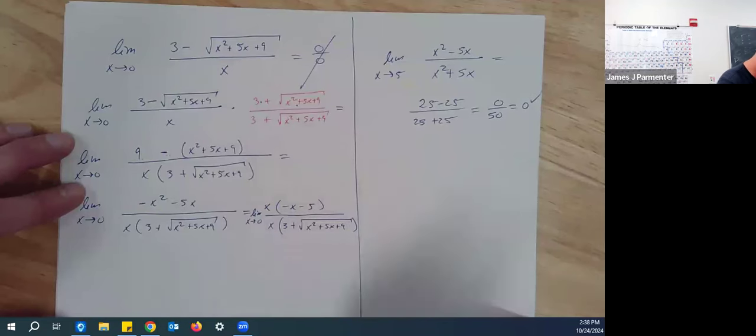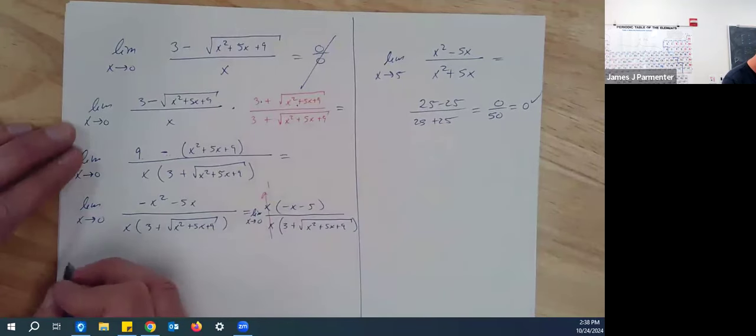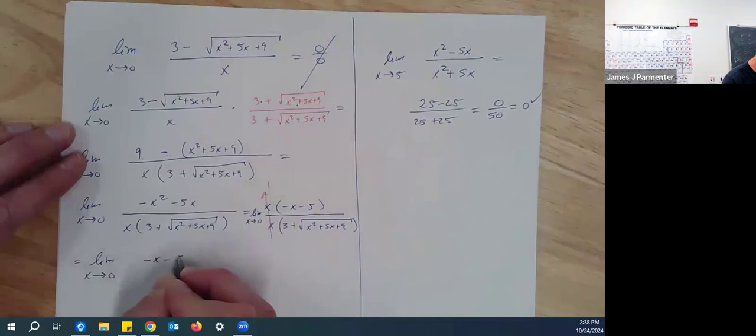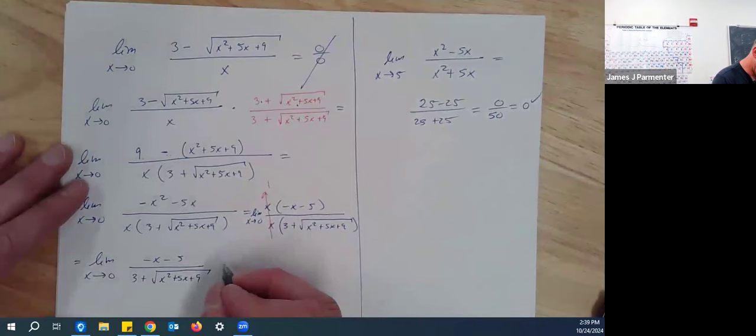Now we can cancel the x divided by x for a 1. And then we have the limit as x approaches 0 of negative x minus 5 over 3 plus the square root of x squared plus 5x plus 9. This is actually going to turn out not to be terrible. I was wrong. I mean, it's not the best thing ever, but it's fine.